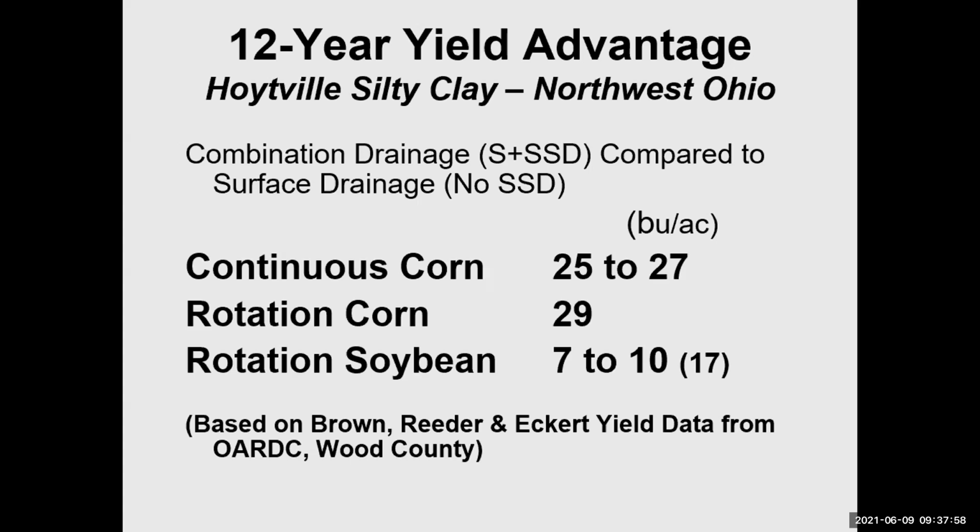25 to 27 bushel per acre advantage, and that's over a 12-year period with continuous corn. This is combination subsurface drainage and surface drainage compared to no subsurface drainage on these particular plot conditions in Wood County, Ohio. Rotation corn, we bump up an additional 4 bushels. And then rotation soybean, we go 7 to 10.